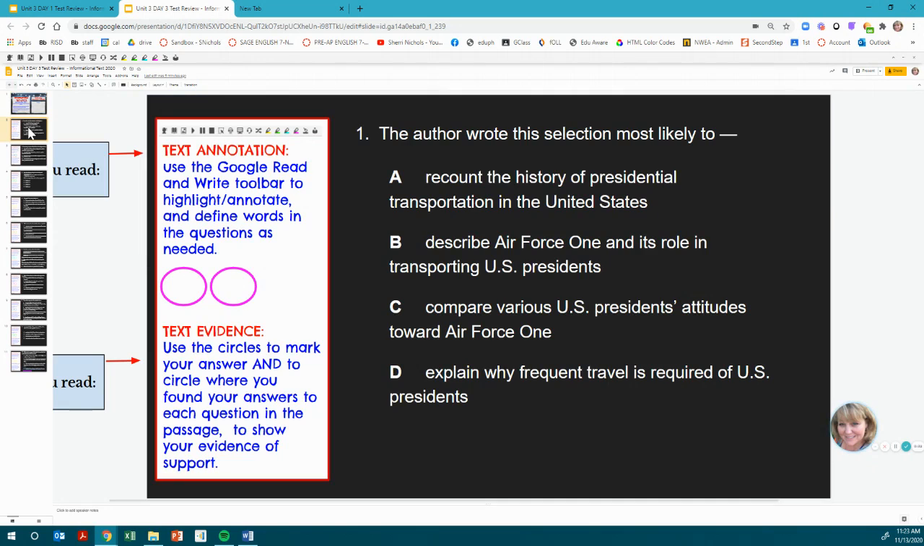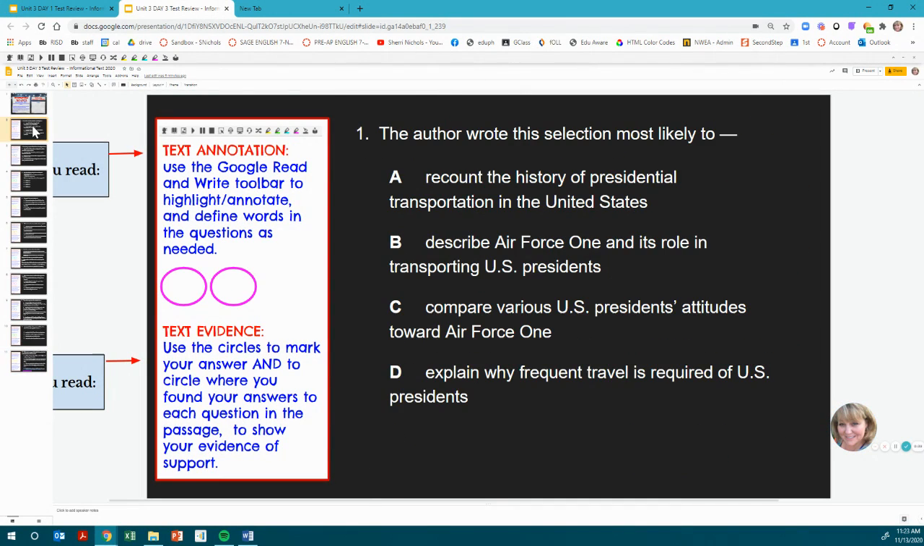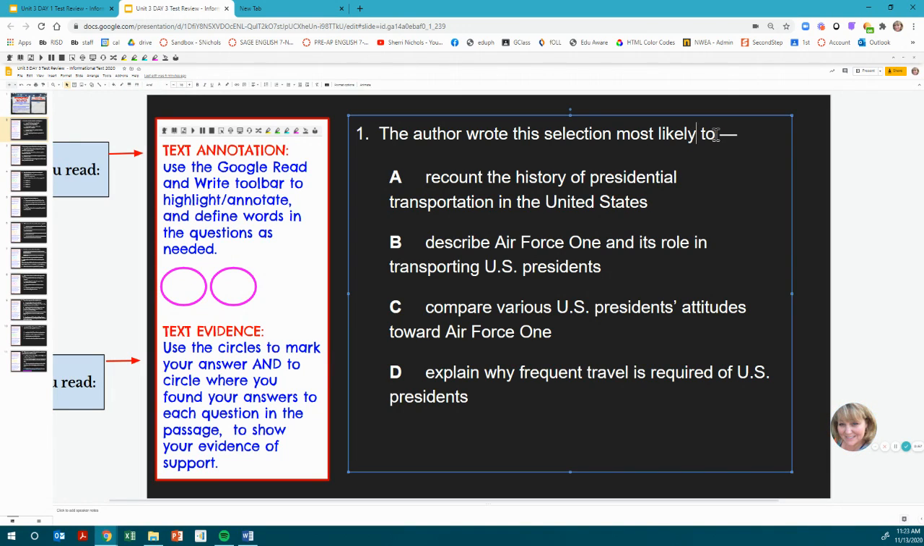If we look at the questions, we have 10 questions all the way through slide 11, so 1 through 10. When it says the author wrote the selection most likely to, you're going to use your annotation, Google Read and Write, to mark this. So the author most likely wrote this selection to. That's the point. That's what you are going to focus on. So you go ahead and highlight this, and then you can start reading your answers to figure this out.